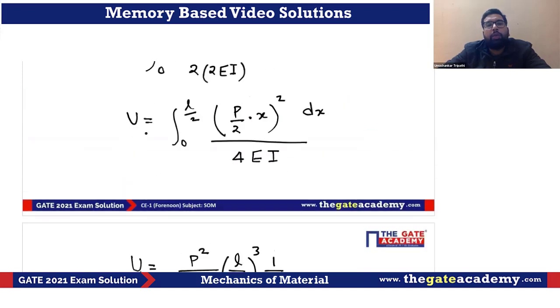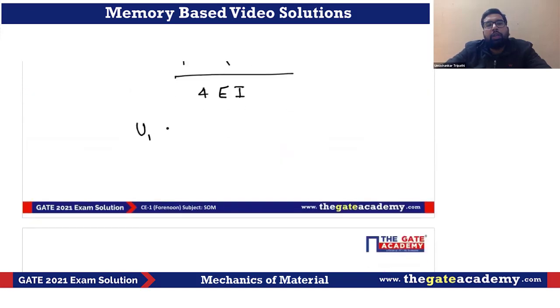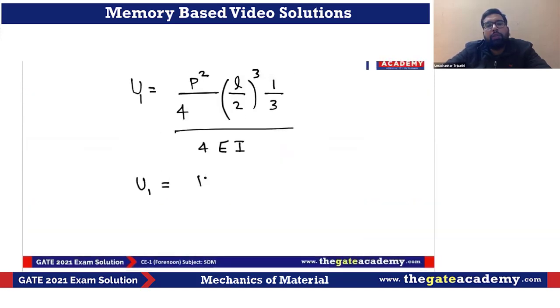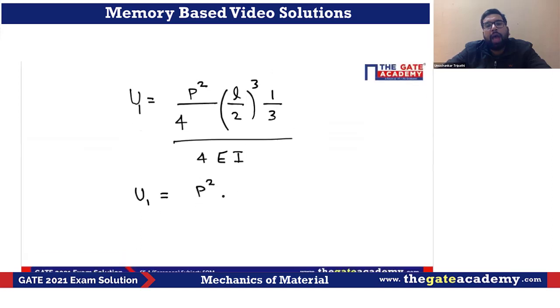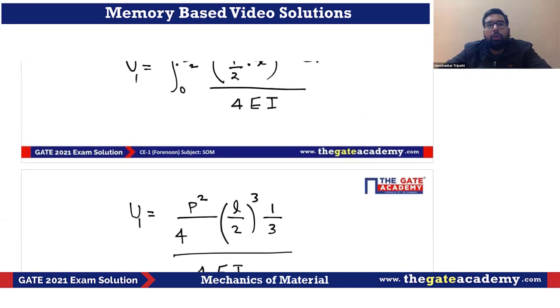So let's see what U1 we are getting from here. This will become P square L cube, so this will be 8 into 4 into 3 into 4. Let's calculate it: 8 into 4 into 3 into 4, so I am getting 384. So we have U1 equal to P square L cube upon 384 EI.